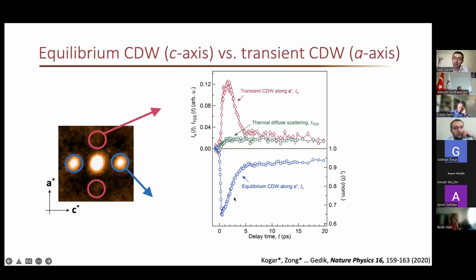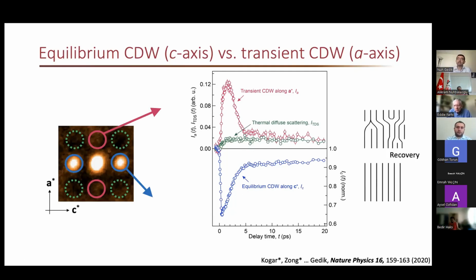Now the recovery is quite similar. We actually looked into the dynamics, and it's very similar. We also see an increase in the thermal diffuse scattering, but that is quite normal as we have more phonons around. They scatter electrons, and we can subtract the spectrum.